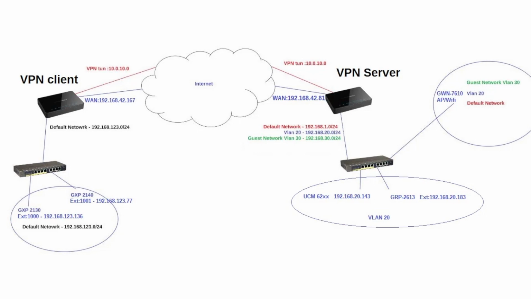If you notice on the server, we have three different subnets. The default network is going to be the normal data network. VLAN 20 is going to be a simulated VoIP isolation network. And the green, VLAN 30, is going to be our guest network. We're actually going to broadcast all three networks on our GWN 7610, which is our AP.